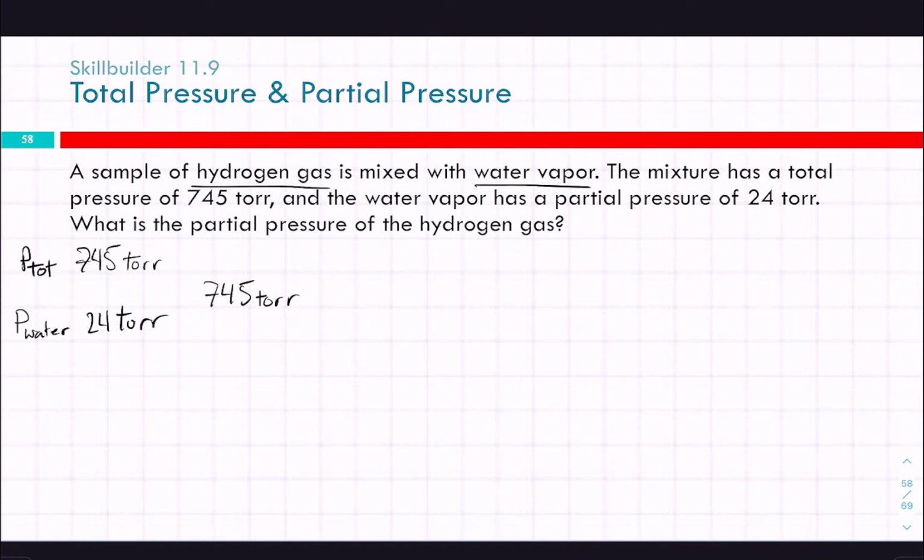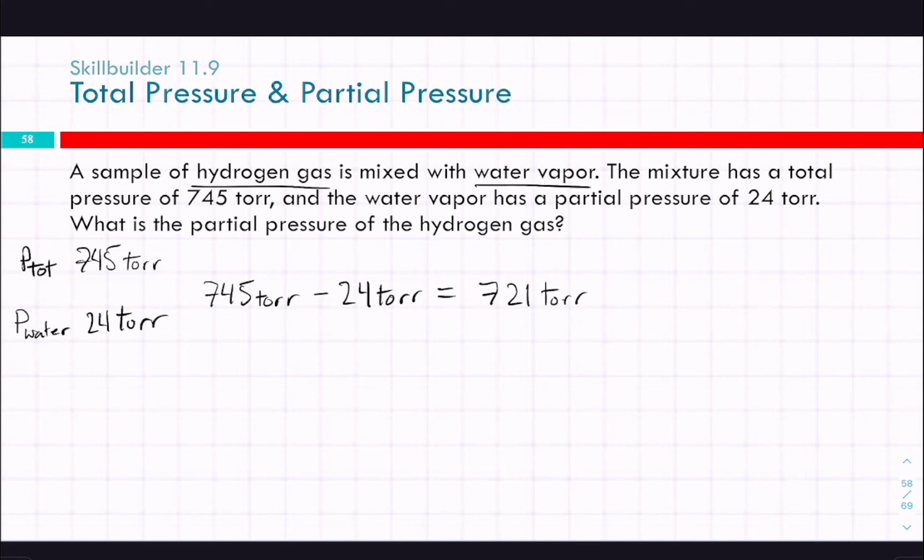Actually, we don't have to convert unless the question asks for it in different units. Everything has to be in the same units. So you just subtract it. If 745 is P total, we subtract out the vapor pressure of the water vapor to get 721 torr. And then, if you were asked to, you could convert it from there.